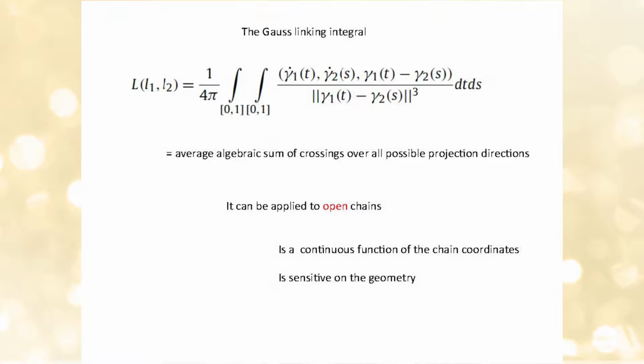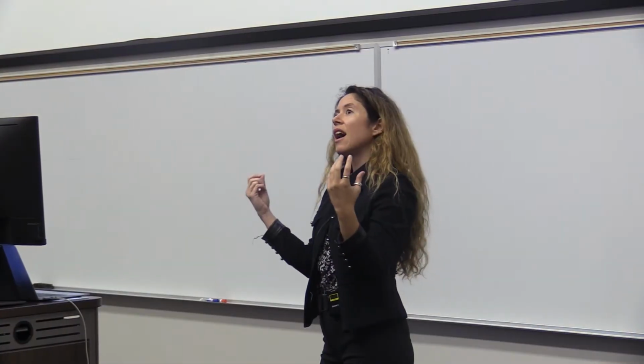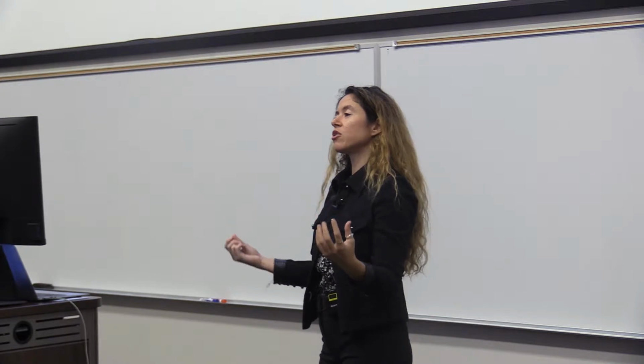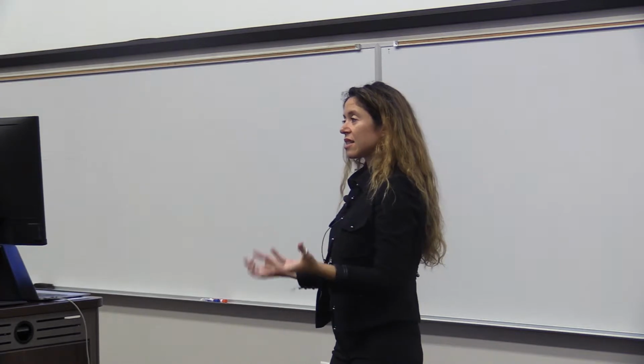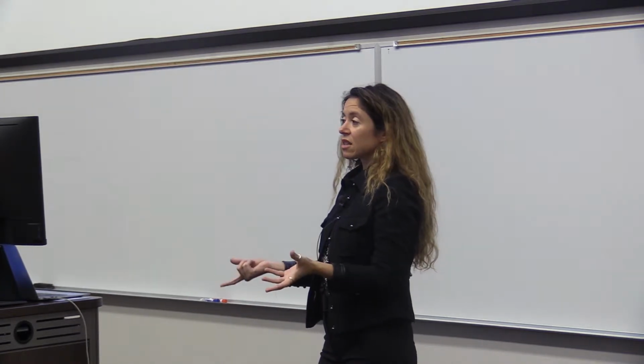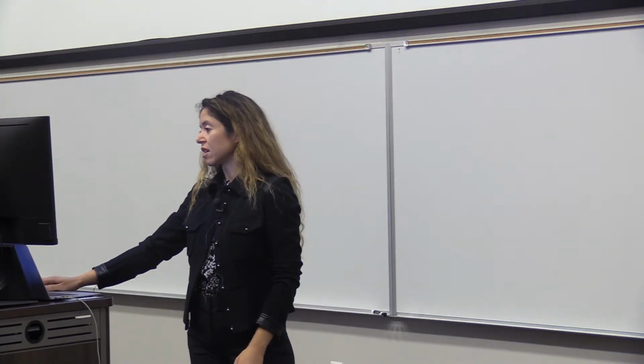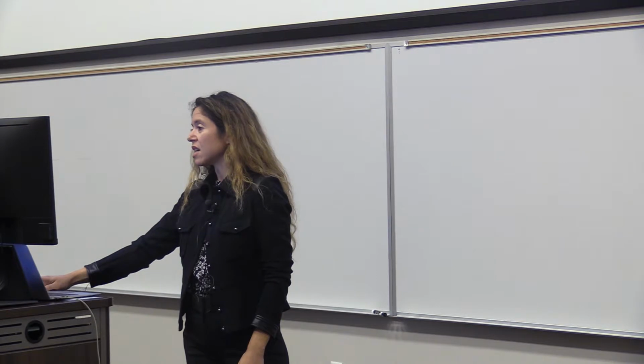For example, I have these two open arcs. If I project them right down on the ground, there are no crossings. But if I project them from another direction, there will be a crossing. So take the average over all possible projection directions. That is what this linking number is. It is, in a sense, the expected algebraic sum of crossings you will see in any projection direction. So this integral has the same meaning for open and closed chains, but for closed chains it doesn't depend on the projection and doesn't change under ambient isotopy.